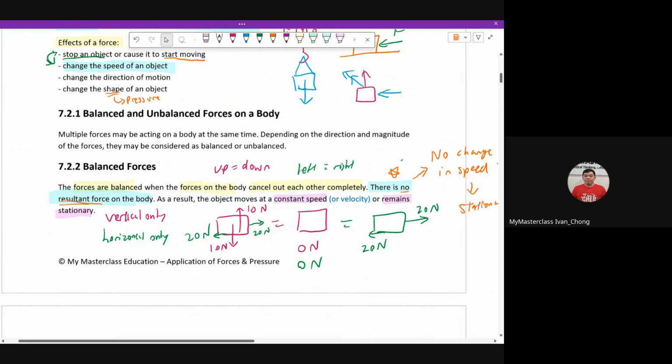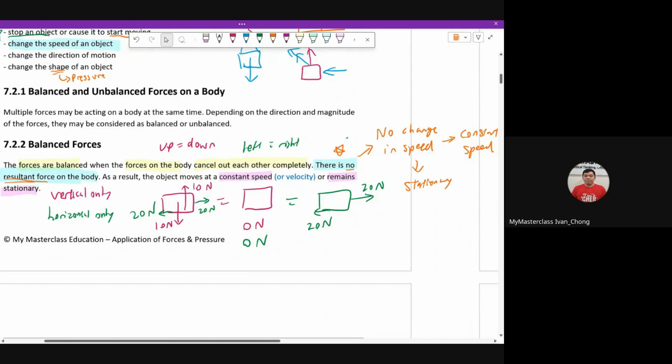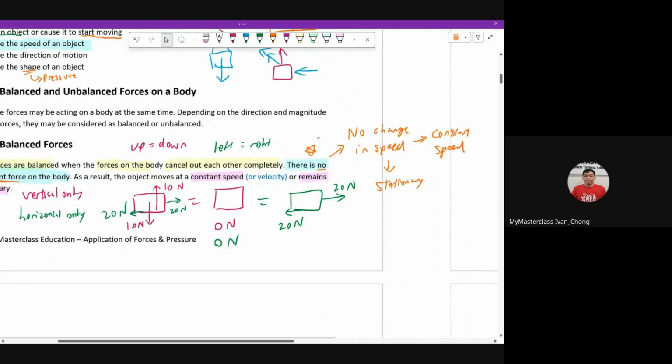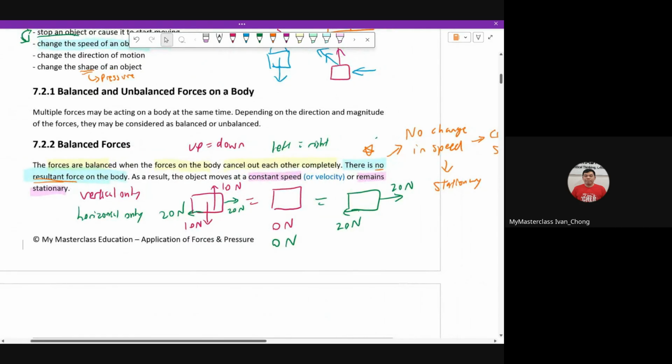Okay, so a few things you need to take note of, but don't worry about this. Typically, if your school doesn't cover Newton's laws, this part will actually be more of a touch and go. So for those who are more interested, you can read ahead. Okay, so constant speed or remains stationary.